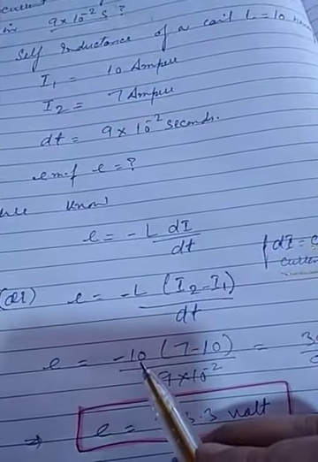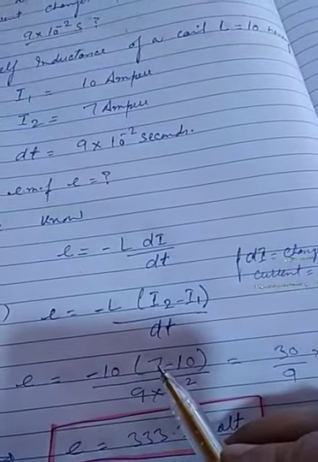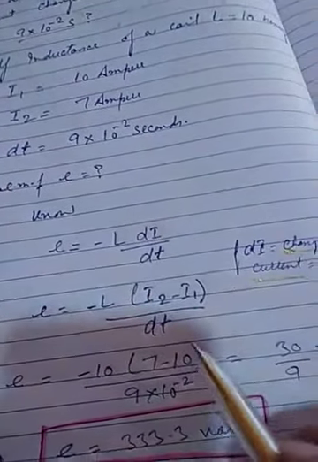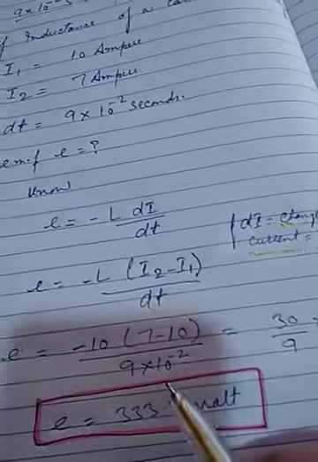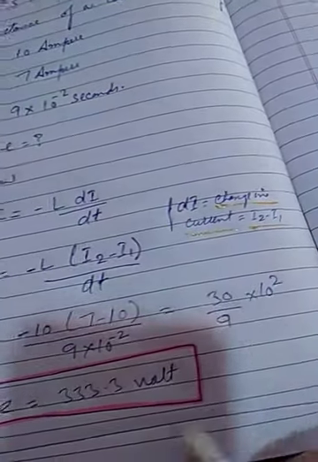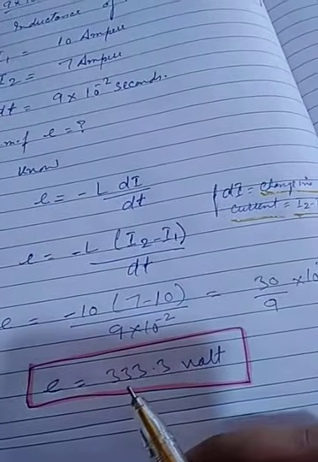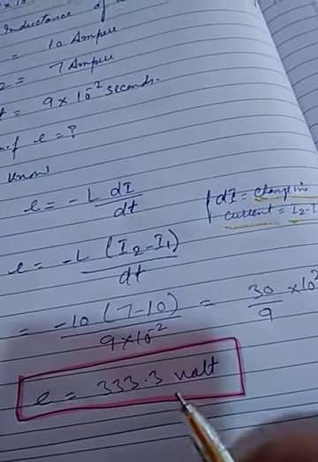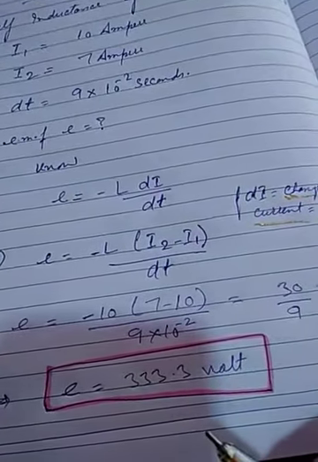So L is given, that's 10. I2 minus I1 is 7 minus 10, and the change in time is 9 into 10 to the power minus 2. So it will come out as 30 divided by 9 into 10 to the power minus 2, which is equal to 333.3 volt, which is the value of the induced EMF.